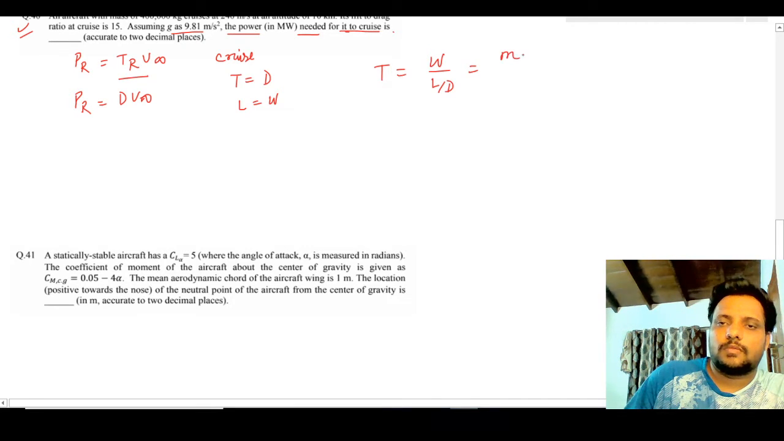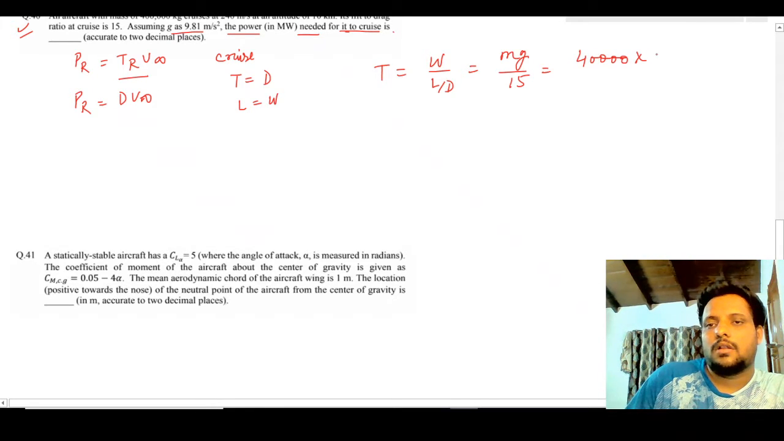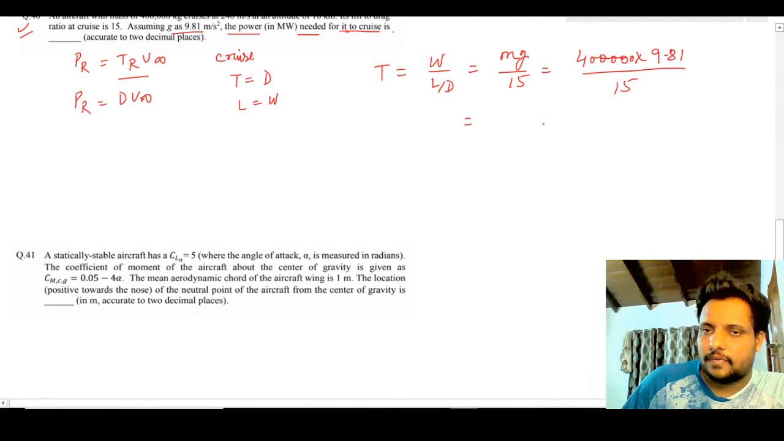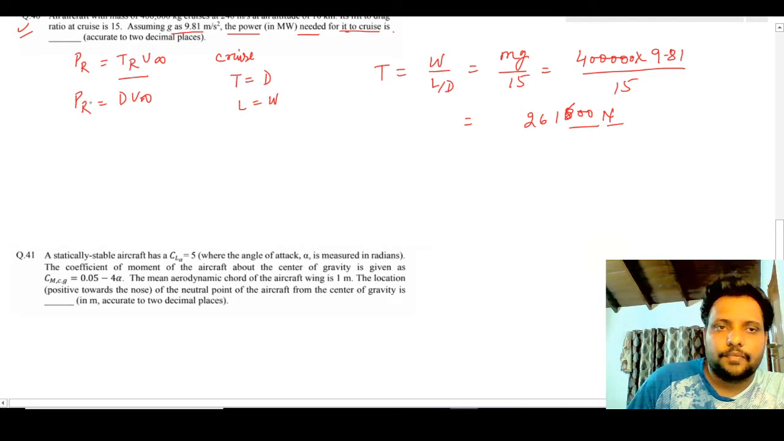so mg upon 15, m is 4 lakhs, 4 lakhs divided by 15. After calculating this, my answer for thrust is 261600 newtons.